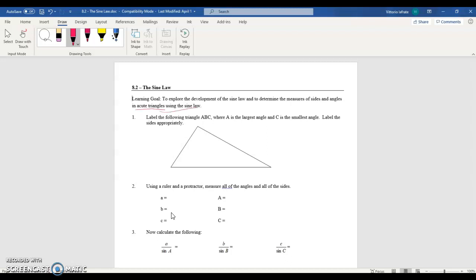Well, first of all, an acute triangle is a triangle where all the angles are less than 90. They still all add up to 180, but they're all less than 90 degrees. So for example, 60, 60, 60.